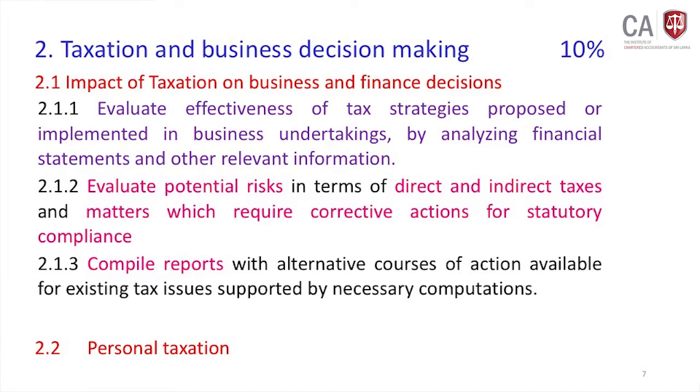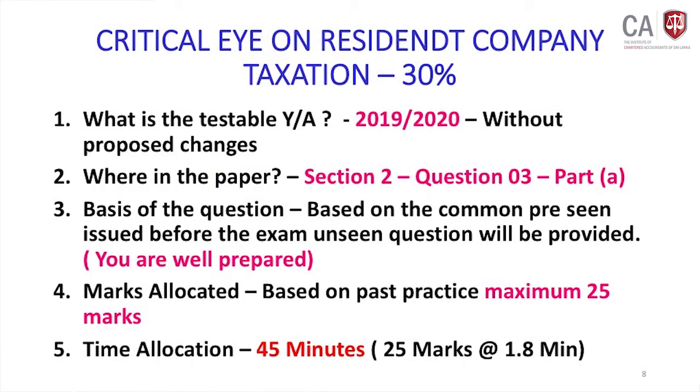Then all these things you should know. That's why I have linked this 10% to the company taxation. Okay, I think all round it is clear. Now we will go for our next objective. It is the critical eye on resident company taxation, which is the 30% area.